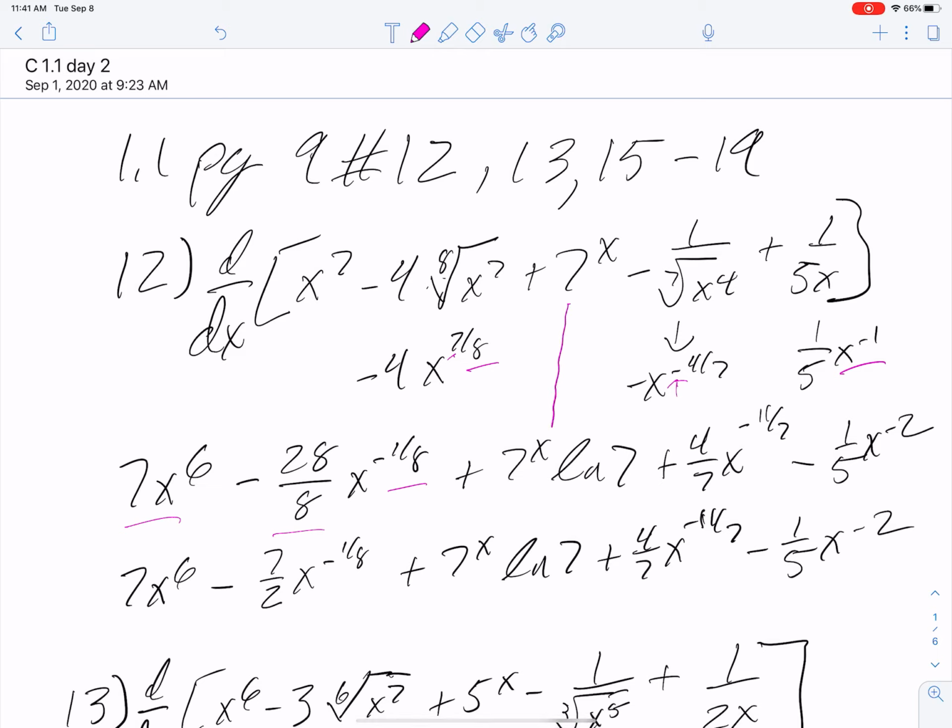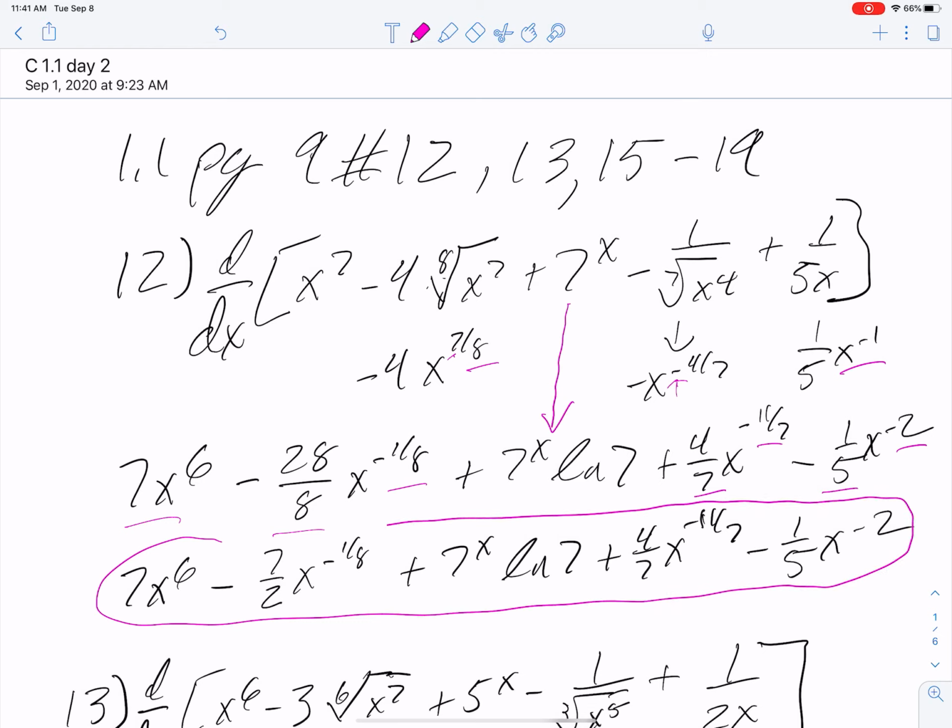It can be a bit frustrating at first to work with things like 7 to the x. The derivative of 7 to the x simply is 7 to the x natural log of 7. It just basically fills in that spot. Negative x to the negative 4 sevenths, so negative 1 times negative 4 sevenths gets me 4 sevenths. Negative 4 sevenths minus 1 gets me negative 11 sevenths. And then 1/5 times negative 1, negative 1 minus 1. We are expected always to reduce fractions, so I went ahead and reduced that 28 eighths to 7 halves, and I've got my final answer.